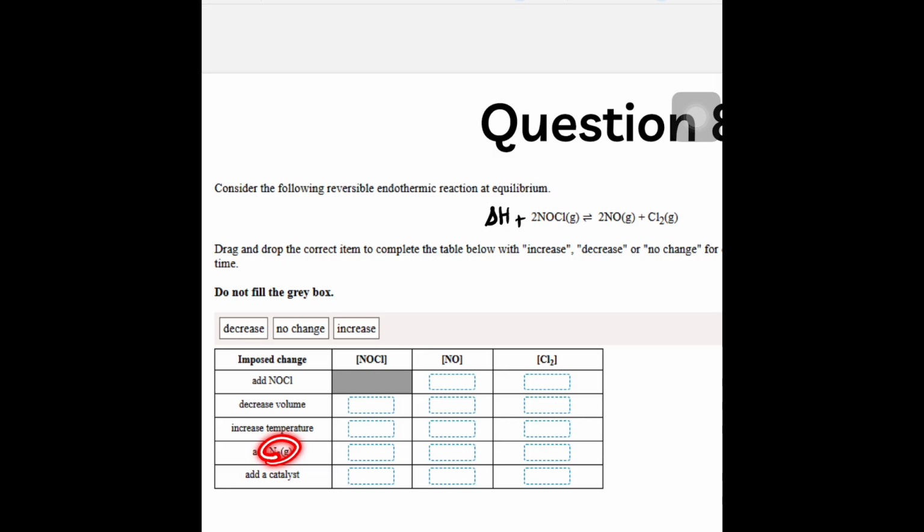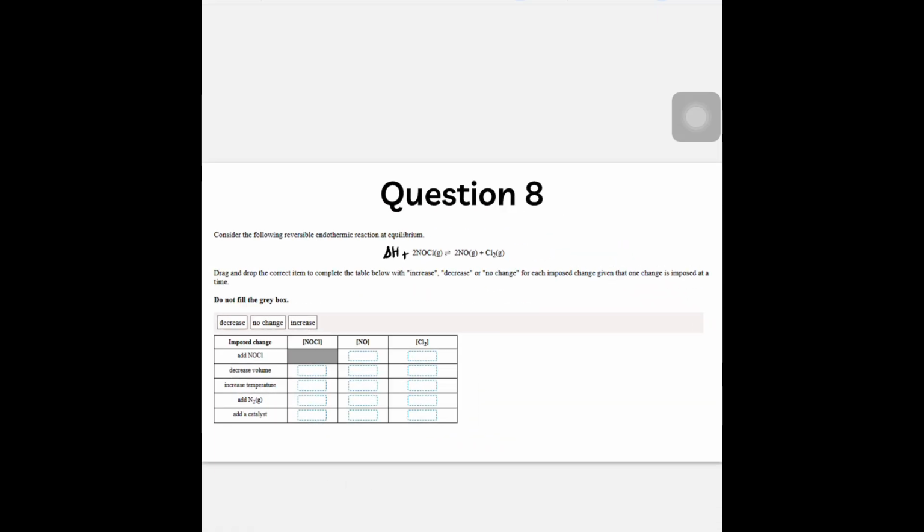Add N2. N2 is not part of this reaction, so there will be no change, no change, no change. Adding a catalyst only makes equilibrium to be reached faster, but it doesn't affect the concentration, so it's also no change, no change, and no change for Cl2 when you add a catalyst.